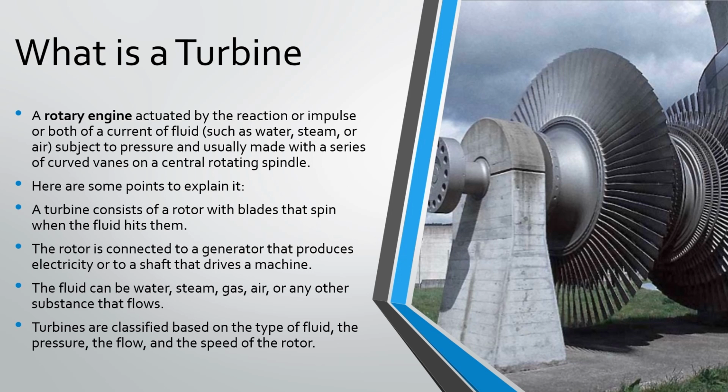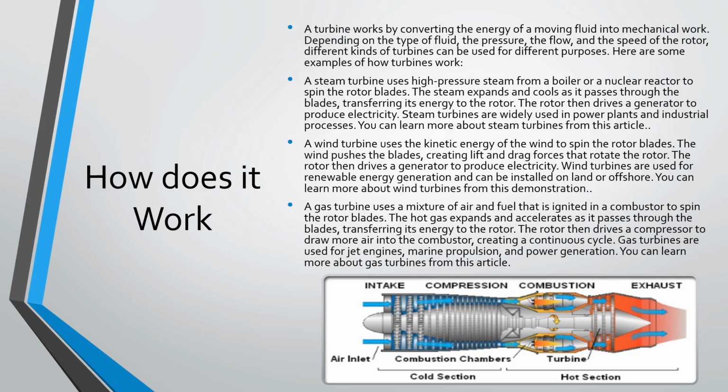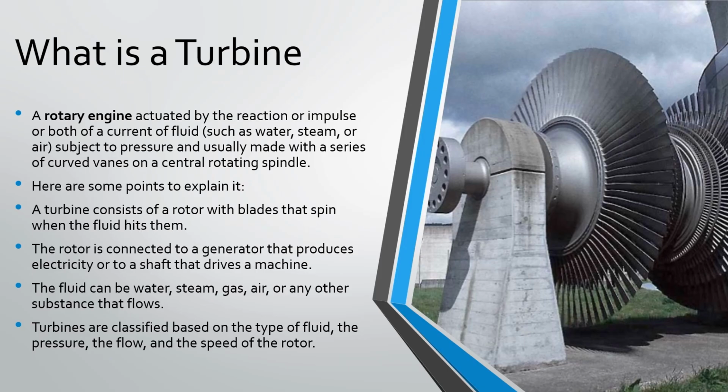A turbine consists of a rotor with blades that spin when the fluid hits them. The rotor is connected to a generator that produces electricity or to a shaft that drives a machine. The fluid can be water, steam, gas, air, or any other substance that flows. Turbines are classified based on the type of fluid, the pressure, the flow, and the speed of the rotor.